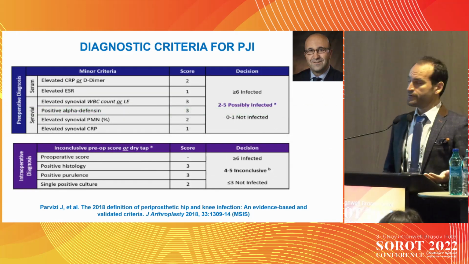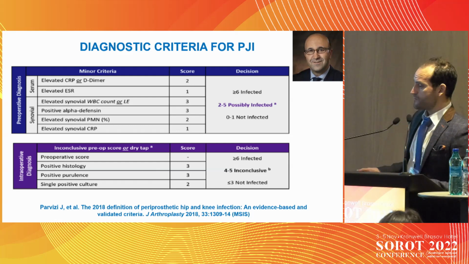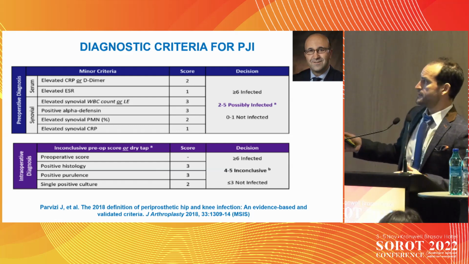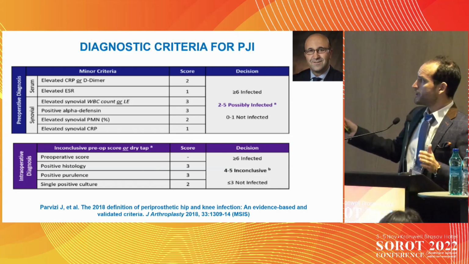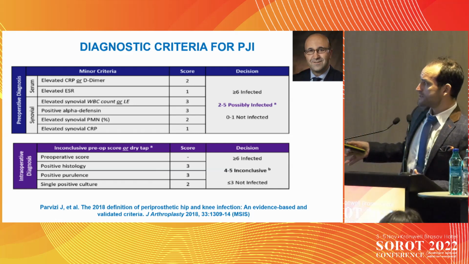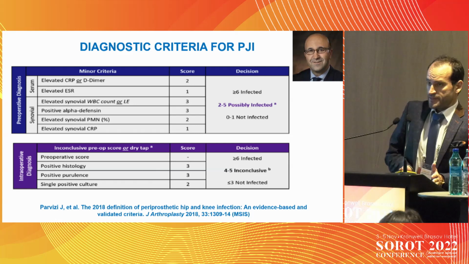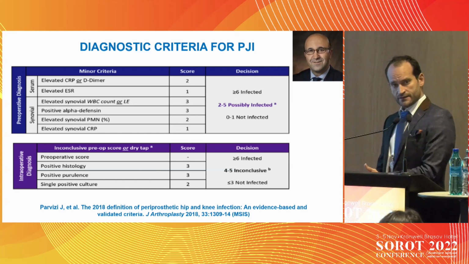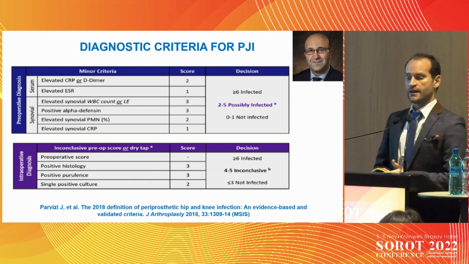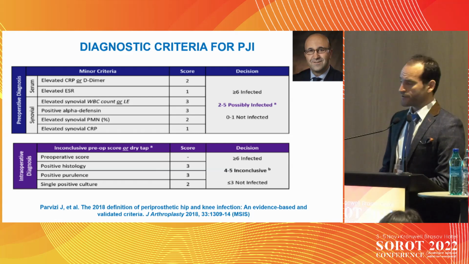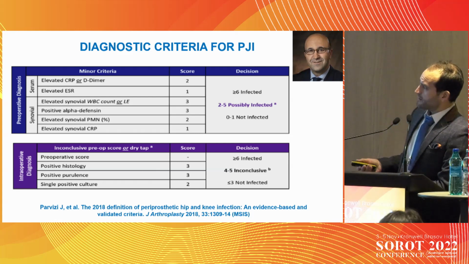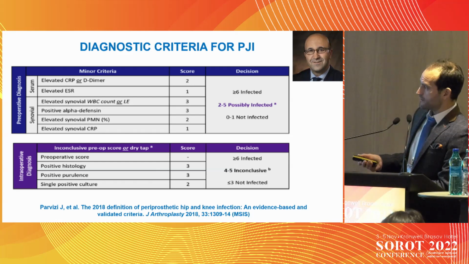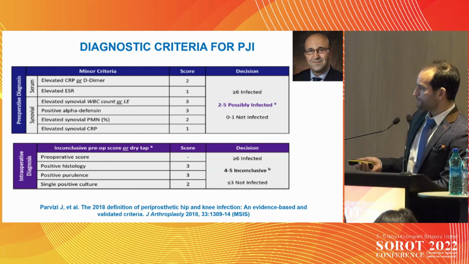The rest of the criteria, I don't want to say many words about here, but you can search for it everywhere in the literature. You just have to have a score. Each of these criteria by itself does not say definitely that we have an infection. It is a combination of criteria, okay? And most importantly, you have to take synovial fluid, where we see the white blood cell count, the alpha defensin, the polymorphonuclear percentage, and the CRP.